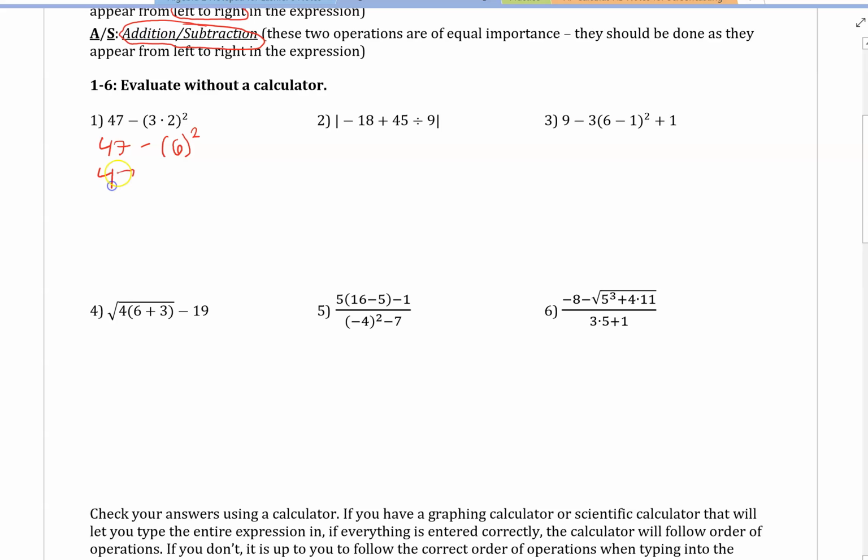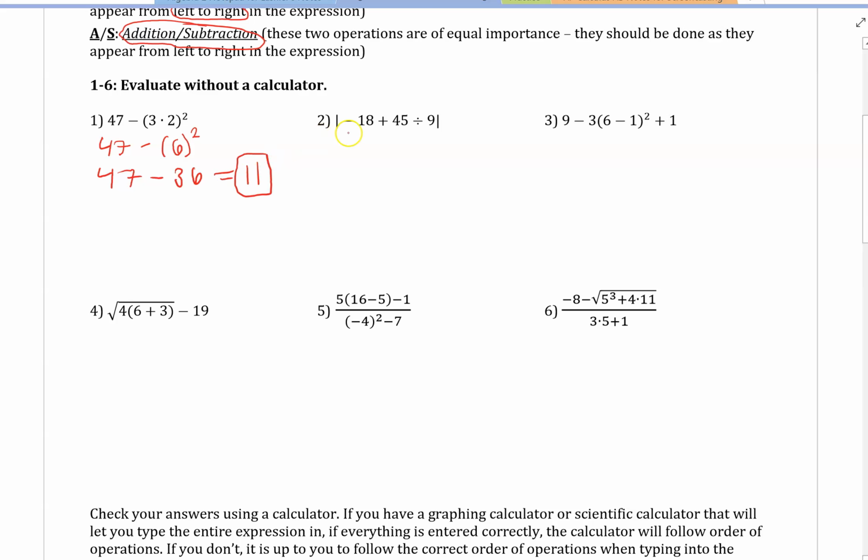Okay, so then I end up with a 36 because I get a 6, I square it, and then I subtract. That's the last thing I do. See, now I don't want to do 47 minus 6 and then square that number. That'd be 41 squared, a lot different than what this answer is going to be. This answer just turns out to be 11.